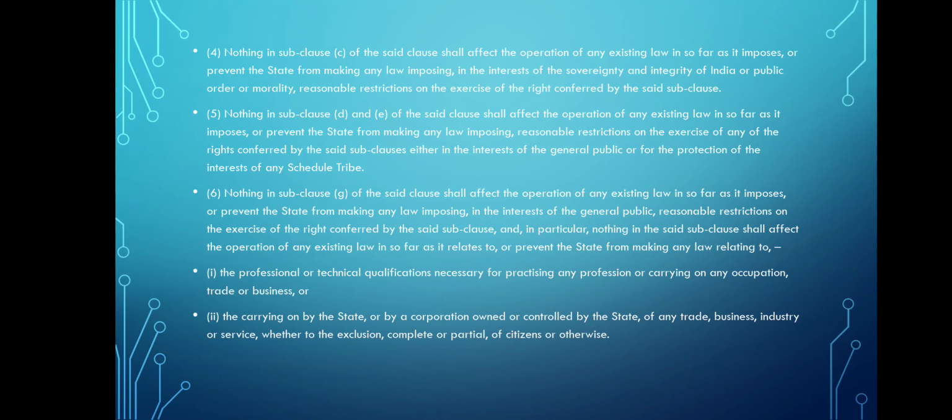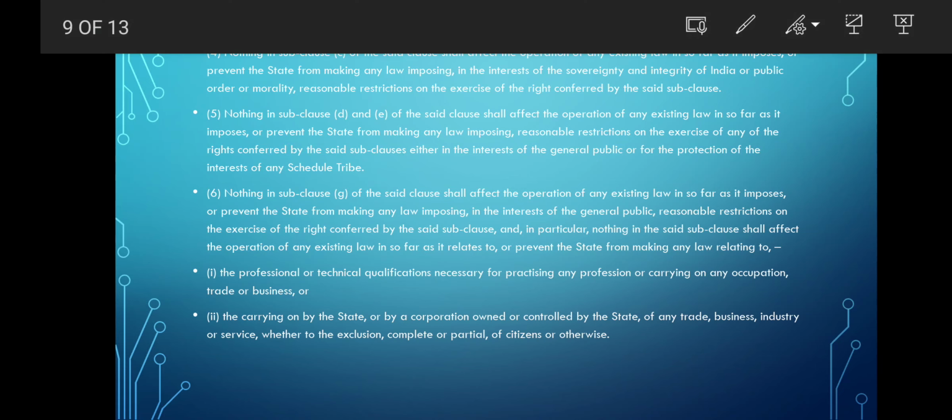Then the right to practice any profession or to carry on any occupation, trade or business. It doesn't include the right to carry on any profession that is immoral, like human trafficking, child trafficking, or drug trafficking. They are against moral values, so they do not come under this right to practice any profession or carry on any occupation, trade or business. So this was all about Article 19.